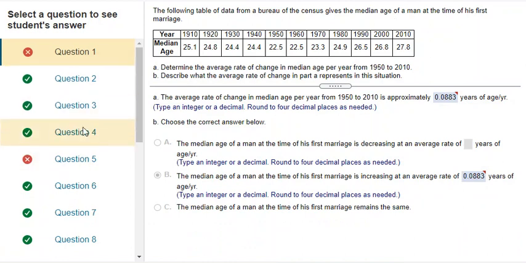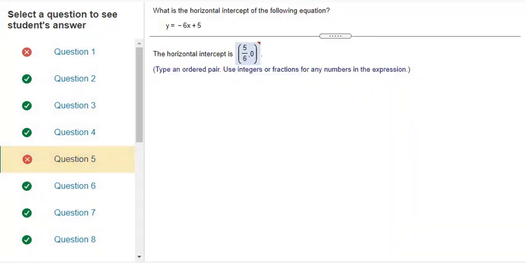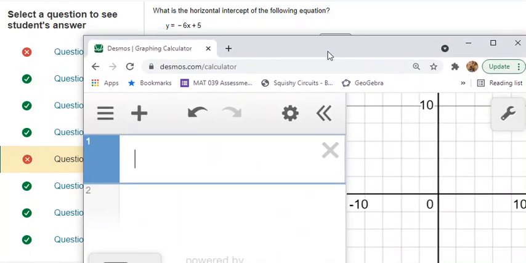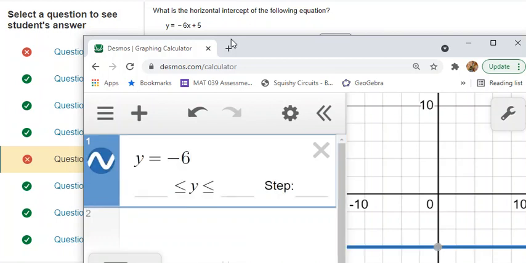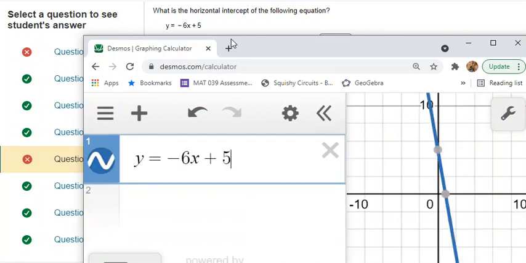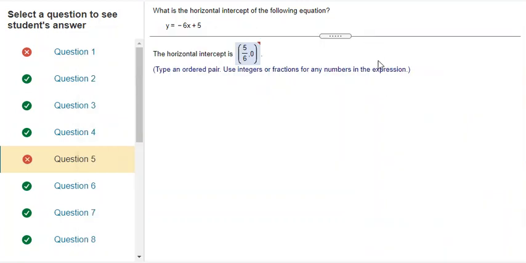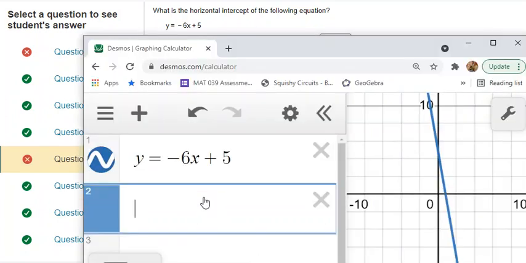The next one we need to take a look at is number 5. And number 5 is asking about horizontal intercepts. So I'm going to take a look at this equation real quick. I believe that when you worked on this one, you were thinking about it graphically. And so we can see that the horizontal intercept is at the ordered pair (0.8333, 0). However, this question is not set up to accept a decimal solution. It would like it to be an ordered pair using integers or fractions, as it says here, for any numbers in the solution. So I can solve this by hand as well.